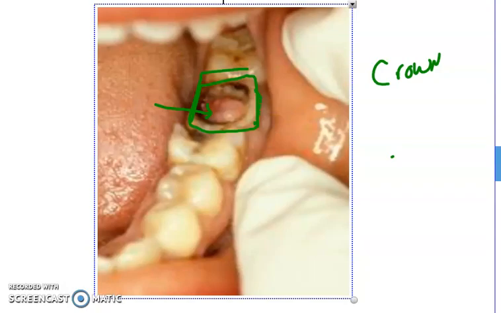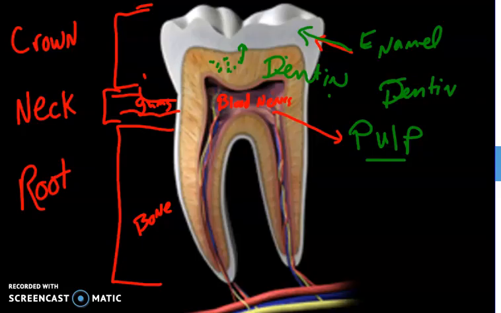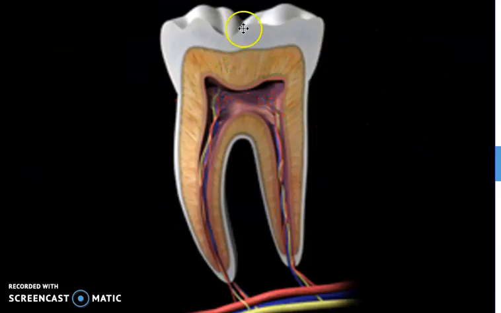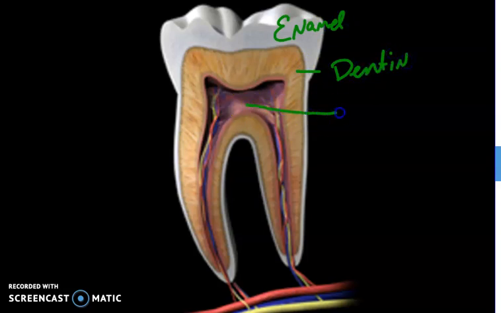So let's go through the main parts of the tooth that you need to know. Okay, so you need to know, can I clear this off? It's a little busy for me. You need to know enamel, which is the hardest part of the tooth. You need to know the dentin layer, which is underneath the enamel. And then you need to know the pulp, which is where all the fleshy part is.